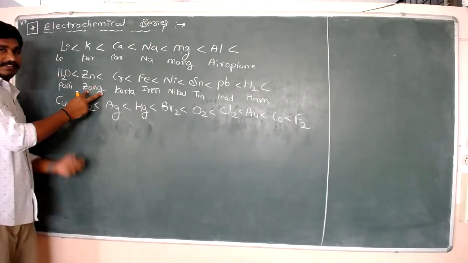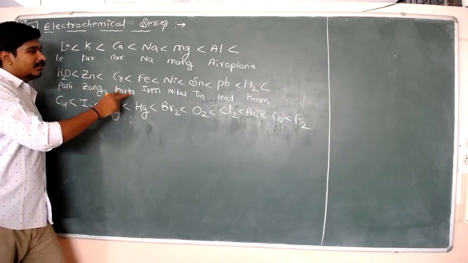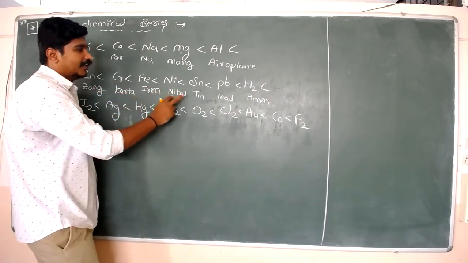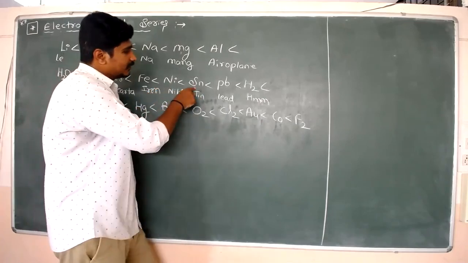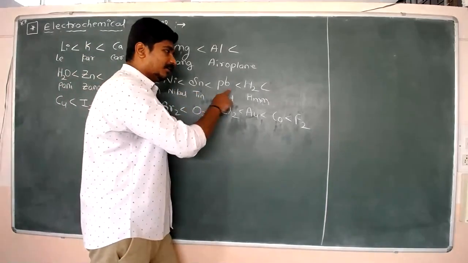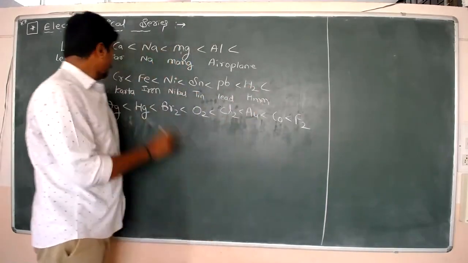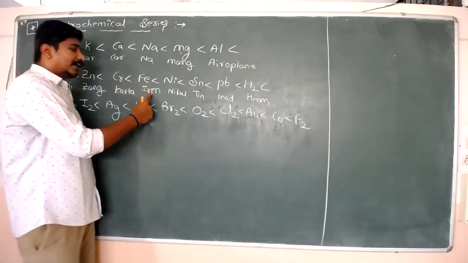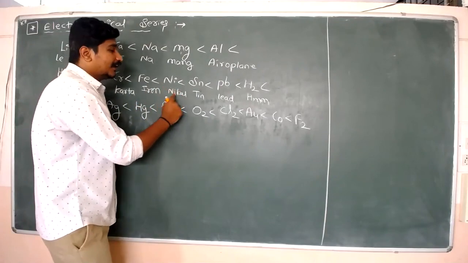Here, zang means zinc. Karta means chromium. Next, iron means Fe. Nickel means nickel. Tin means same Sn. Lead means Pb. H means H2. Pani zang karta iron. So, right after that, nikal tin lead.